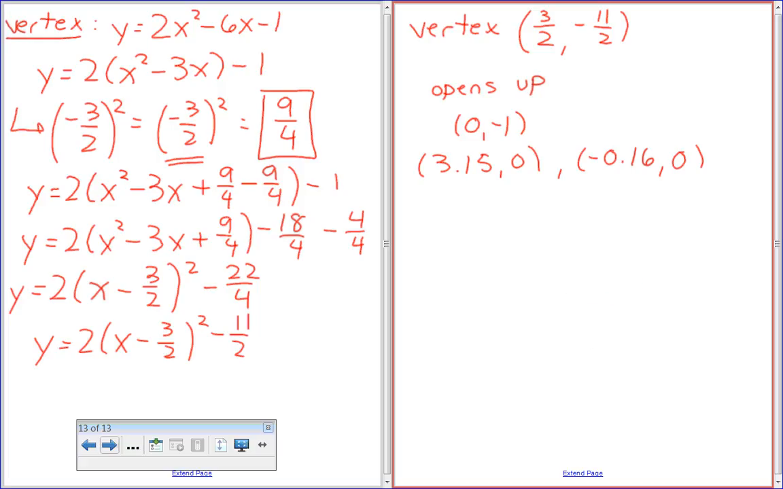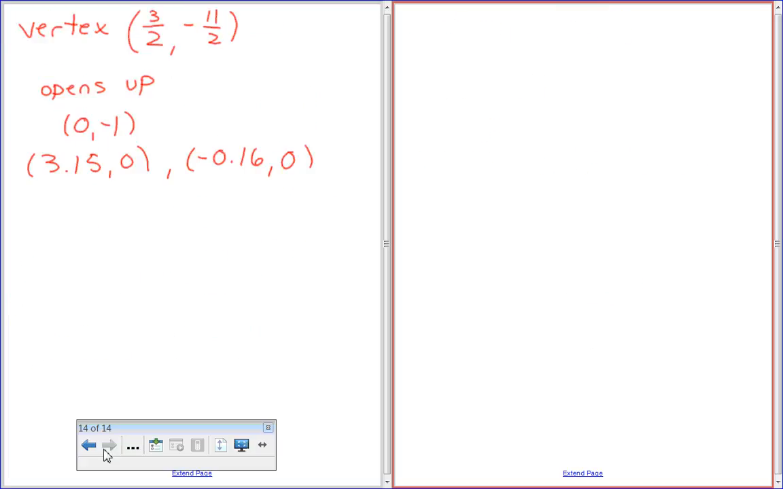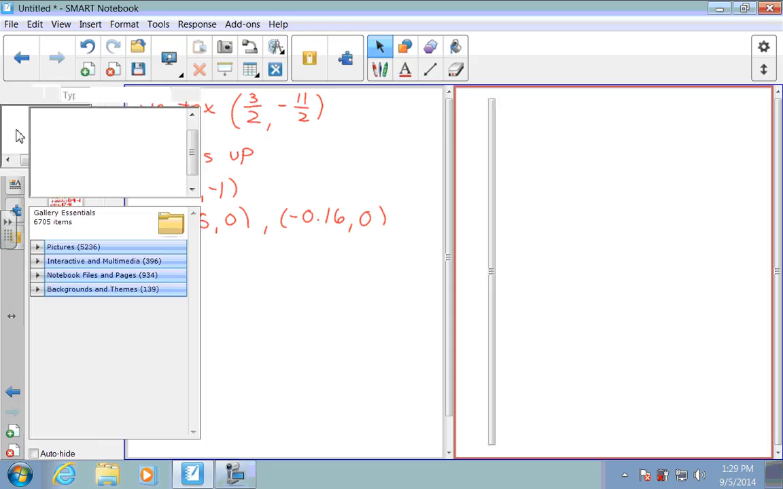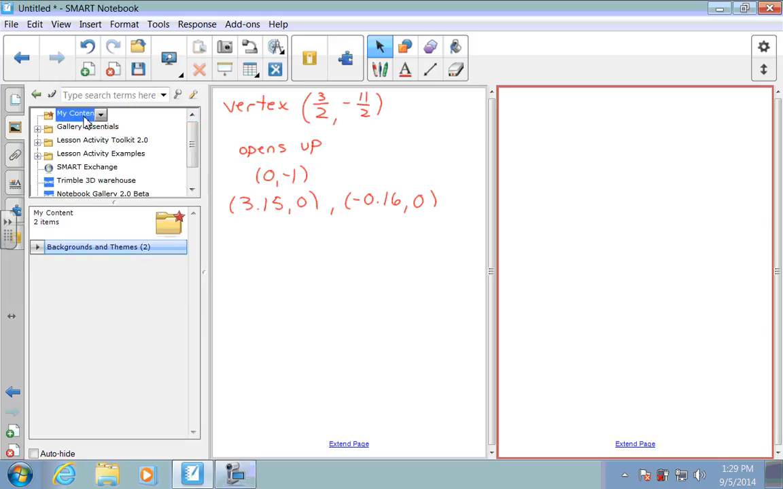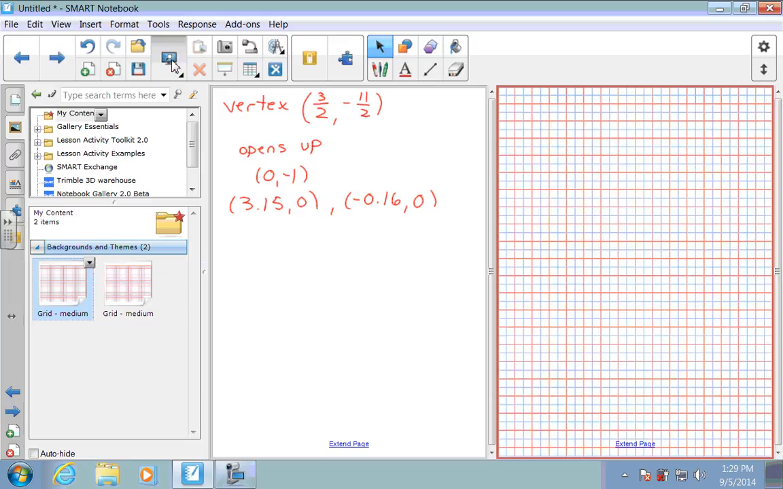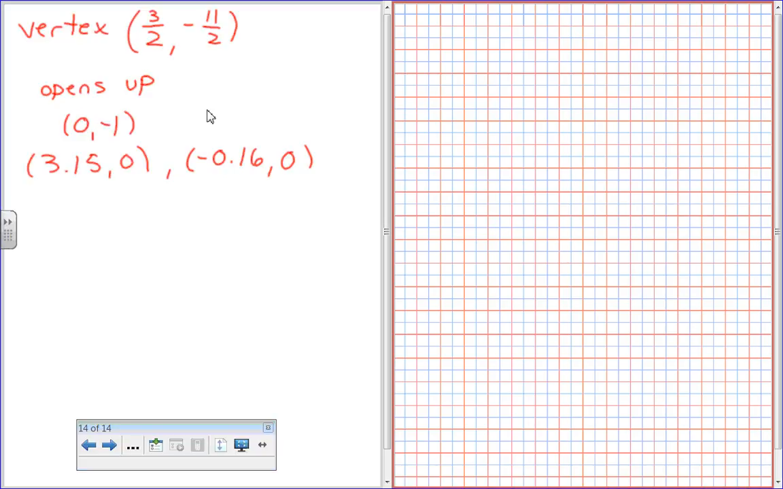There we go. Okay, here's the graph. First of all, you're going to use graph paper. As I was saying before, if you don't have graph paper, please get some. If you don't have graph paper yet, have some by Monday. If not, then the angry phone calls are going to start coming home to your parents.